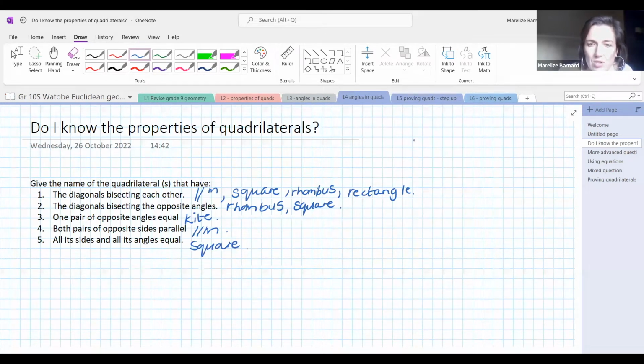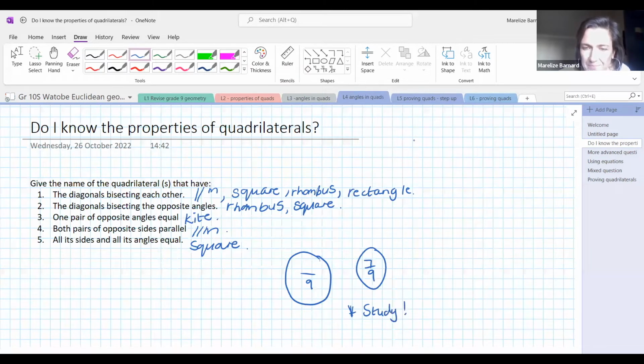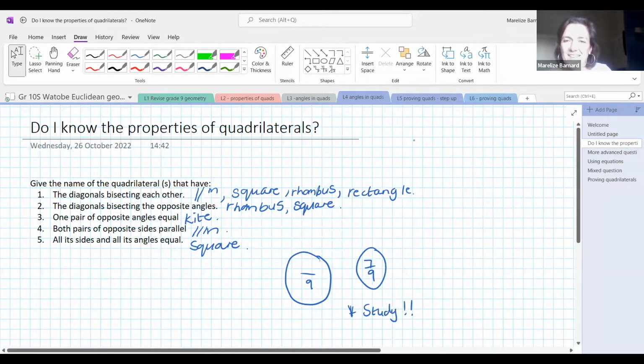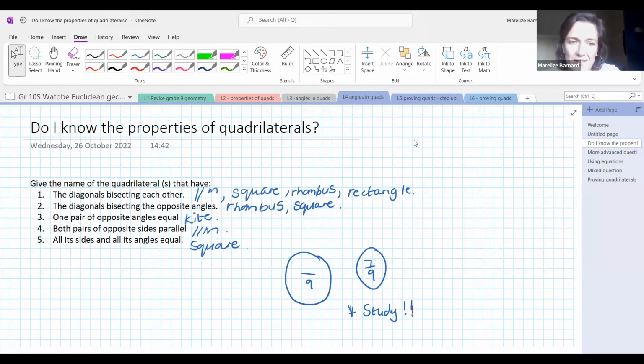Okay. So give yourself a mark out of 9. And if you didn't get at least 7 out of 9, you need to go and study your properties. The last one is not a rectangle. It is all its sides and all its angles are equal. That's a square. Okay, so 7 out of 9 and below, you need to go study some more, and we'll do it again on Tuesday.